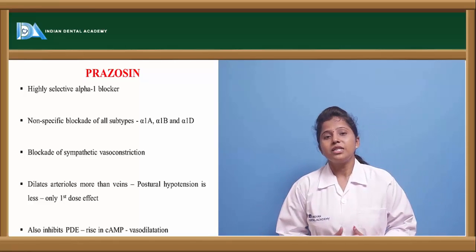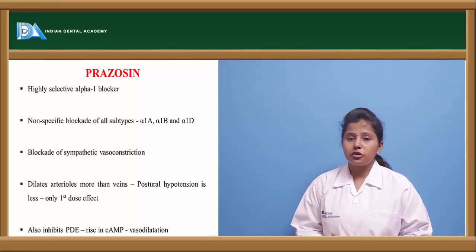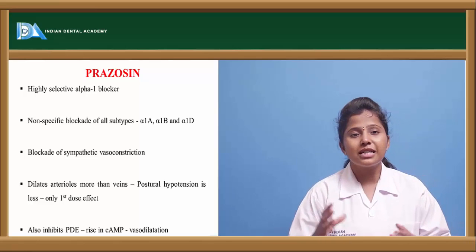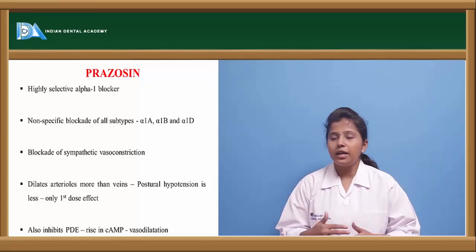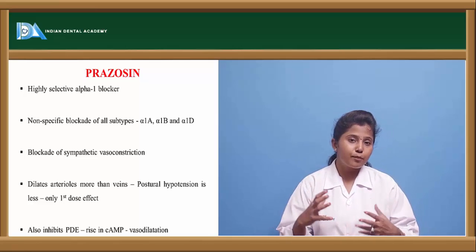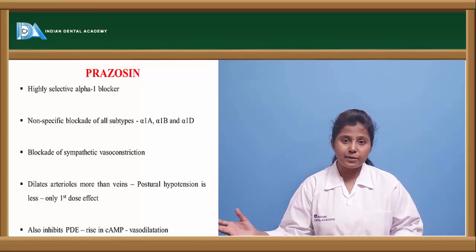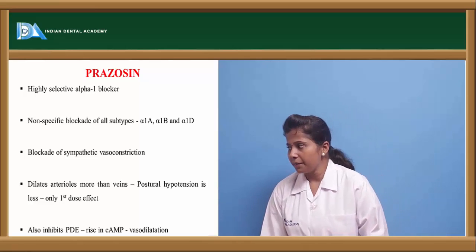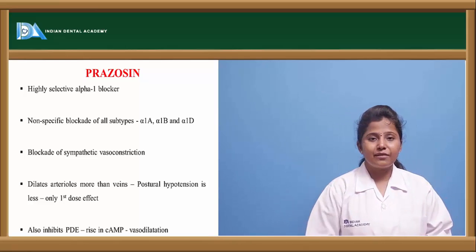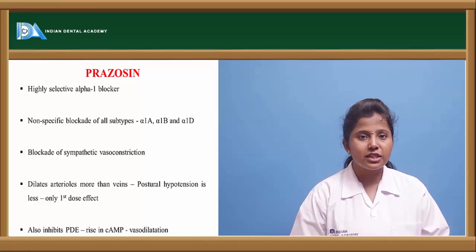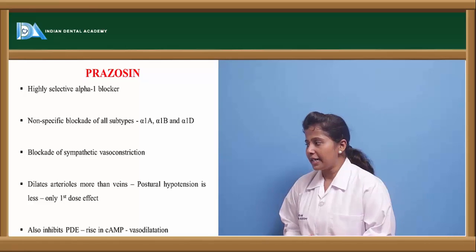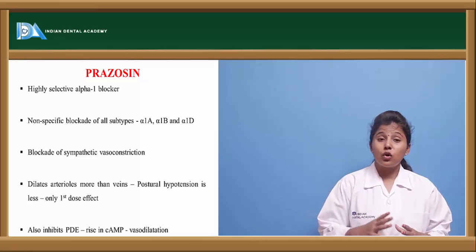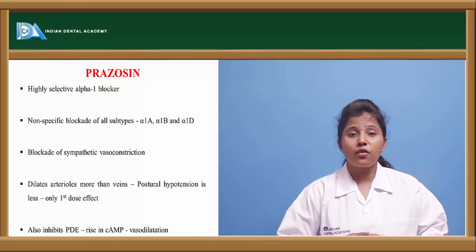So the blockade which is occurring because of this prazosin causes the vasoconstriction to be reduced, or we can say the blockade of vasoconstriction takes place in the sympathetic nervous system, and it dilates the arteries and veins. As the blockade of vasoconstriction takes place, obviously vasodilation takes place both in the arteries as well as in the veins, and it also inhibits an enzyme called phosphodiesterase.